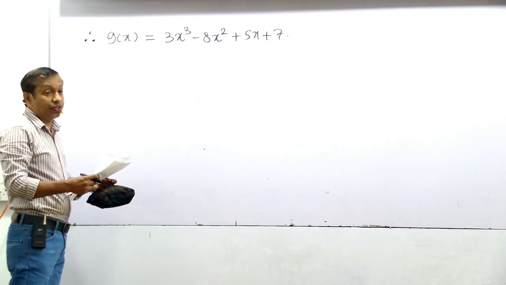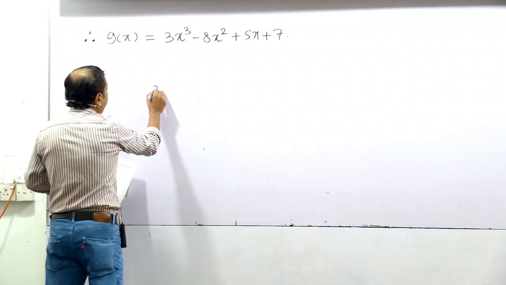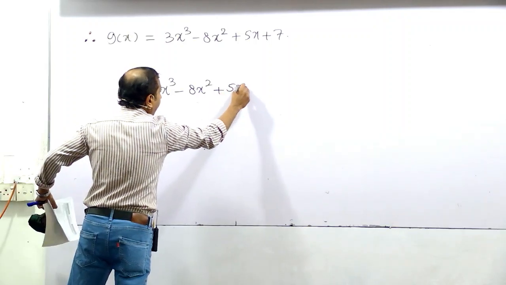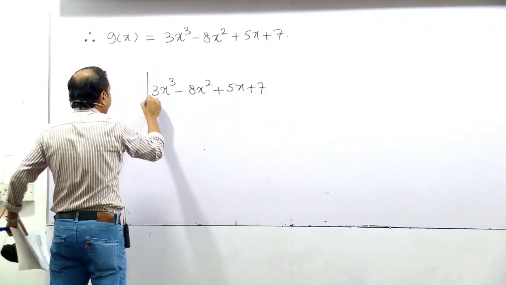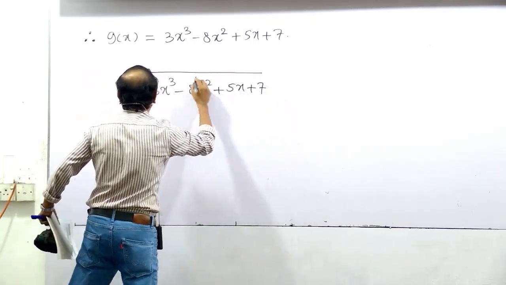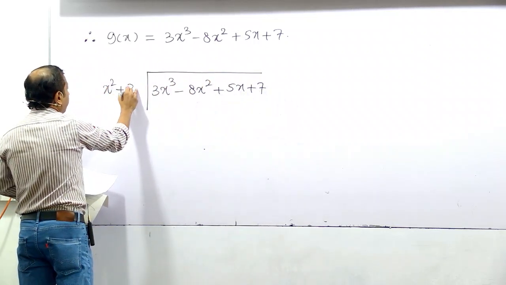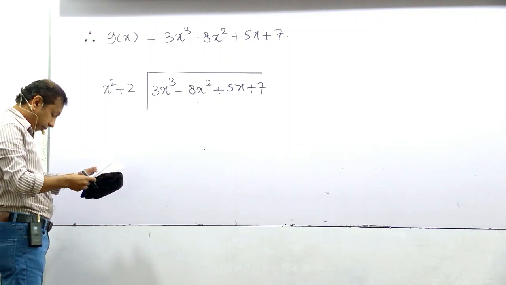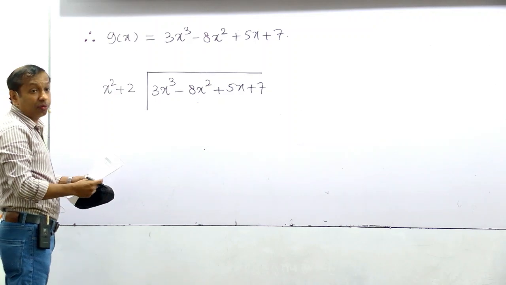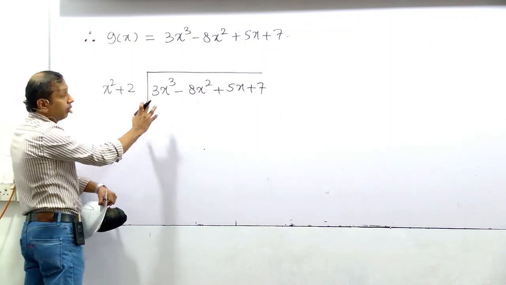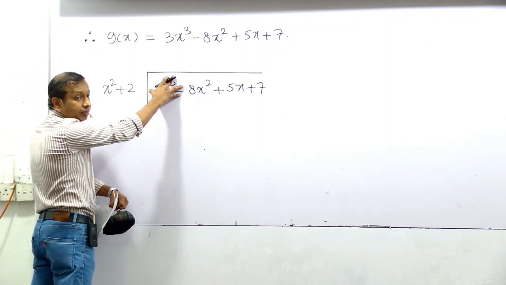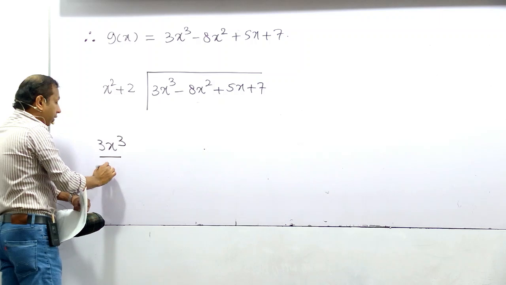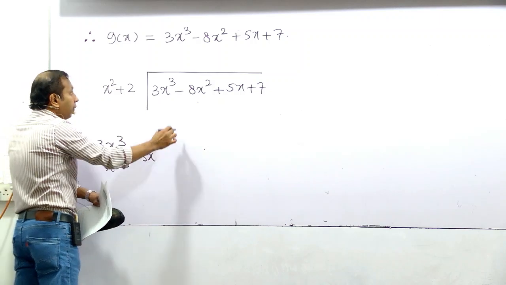Right. We'll use the long division method. 3x cubed minus 8x squared plus 5x plus 7. We should divide this by what? x squared plus 2. Correct, no? Okay, can you remember the steps in dividing this? This leading term, we must divide by this x squared. What do you get? 3x cubed, when you divide by x squared, what do you get? 3x. Here we must write 3x.